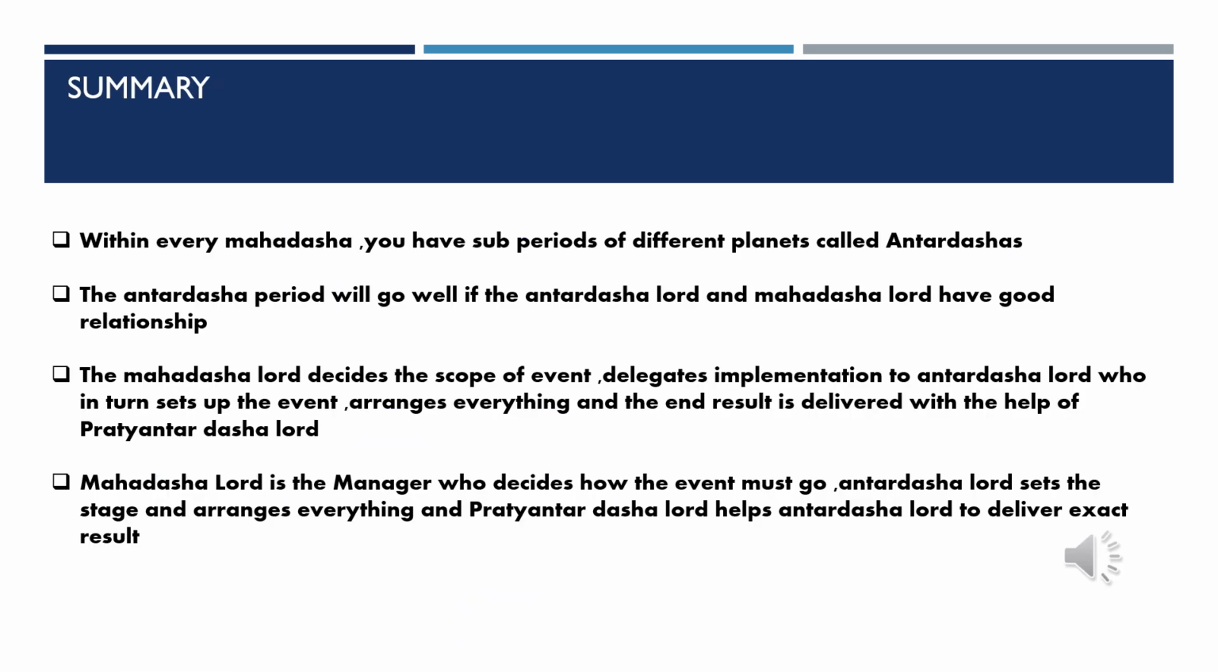So let me now summarize this for you. Within every Mahadasha, you have sub-periods of different planets called Antardasha. Now if the Antardasha Lord works well with the Mahadasha Lord, that period goes good for you. So not the entire Mahadasha will be bad. There will be good periods within every Mahadasha. The Mahadasha Lord is the one who decides the scope of the event. He delegates the implementation to the Antardasha Lord, who in turn sets up the event, arranges everything, and ensures the end result is delivered with the help of the Pratyantardasha Lord.